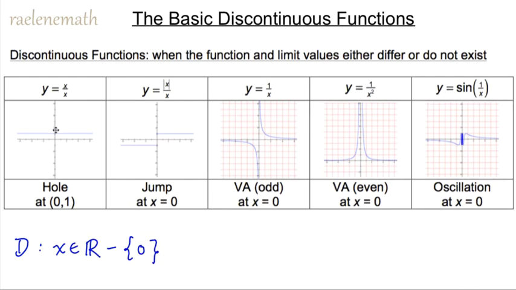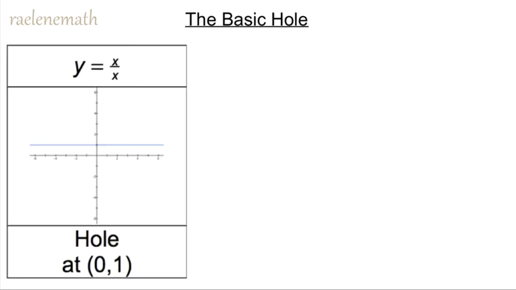We're going to take a look at the first graph in detail, the hole at x equal to 0. We also have a jump discontinuity, 2 vertical asymptote functions, one with odd symmetry and one with even symmetry, and then an oscillating discontinuity. So the first function is the basic hole in the graph, and we see that the x over x is a common factor, which we would like to reduce and set equal to 1.